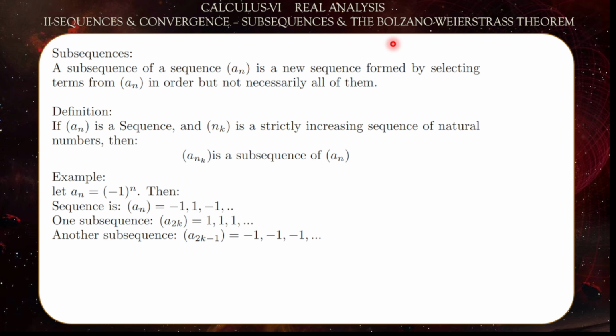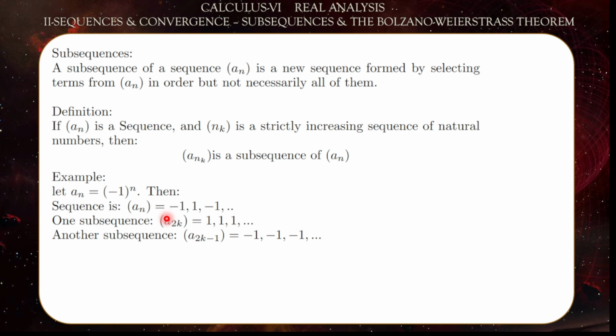Subsequences and the Bolzano-Weierstrass Theorem. Subsequences. A subsequence of a sequence an is a new sequence formed by selecting terms from an in order, but not necessarily all of them. Definition. If an is a sequence and nk is a strictly increasing sequence of natural numbers, then a_nk is a subsequence of an. As an example, let an be equal to (-1)^n.